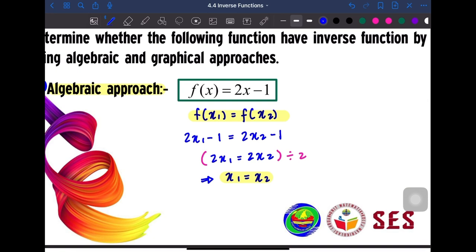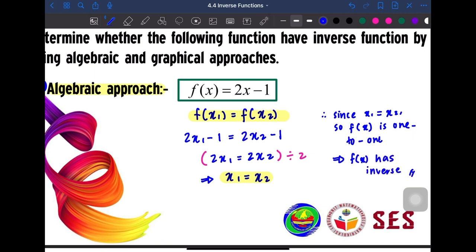Okay, lepas dah proof, kita kena buat conclusion. So, since x1 equal to x2, f(x) is 1 to 1. And kalau f(x) kita 1 to 1, automatik kita tahu f(x) kita ada inverse. Okay, dah siap proving. Okay, begitu.